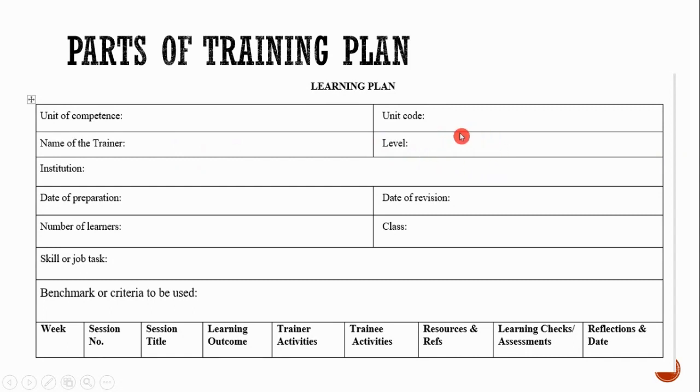The level, so this is the KNQA level. Then your institution name. I've seen some templates that have a header, usually the logo of that institution. But again, you need to put the name of your institution, the date of preparation, when this training plan was developed, and the date of revision, because this is a document that needs to be reviewed almost every time. So when did you do the reviews?